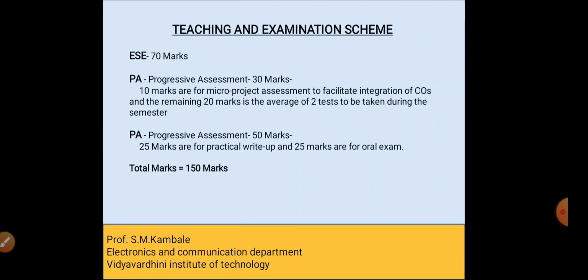Now practical is 50 marks, in which 25 marks are given to the end semester exam. One of the major facts about our subject is that there is an external examination for the digital techniques subject, and another 25 marks are for the progressive assessment. Okay, so the total marks for the particular subject is 150, out of which the end semester exam is 70 marks.